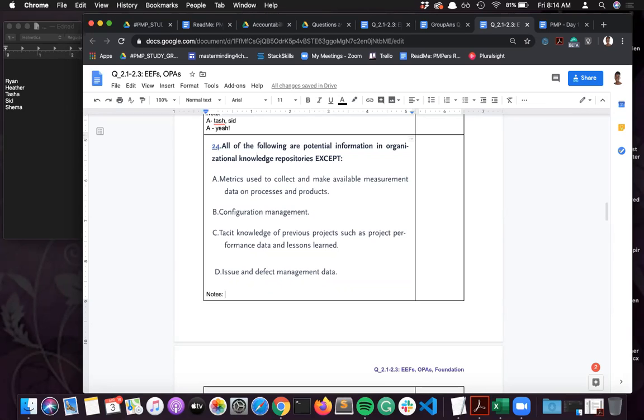I don't know. I'm leaning towards B, configuration management. My reasoning is, since it's not a registry, it's a repository, I think configuration management would be something that's in a registry or a register. And the others would be something that you can actually pile up and put in a repository once it's done. I mean, that's just what I think. Seema's going with A. Okay. Anyone else?